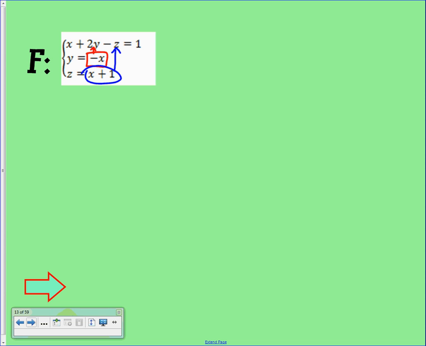So I can substitute that also into that top equation where z goes. If we rewrite this first equation, I'm going to have x plus 2, but instead of y, I'm going to substitute in my red variable there, minus z, but instead of z, I'm going to substitute in what z equals, which is x plus 1. And that whole thing equals 1. So it's a double substitution so I get only x's so that I can solve my equation.